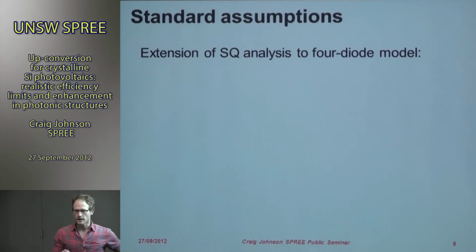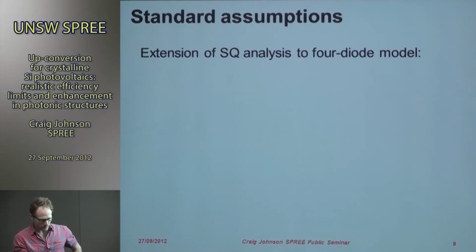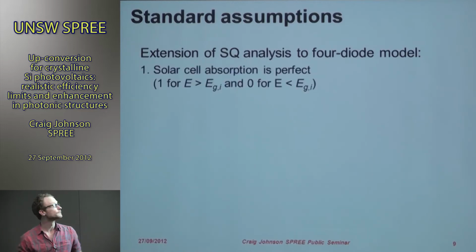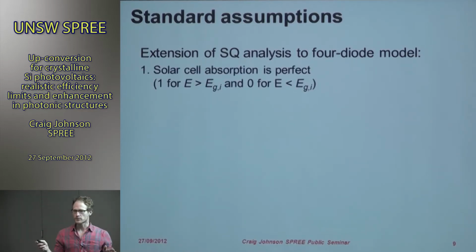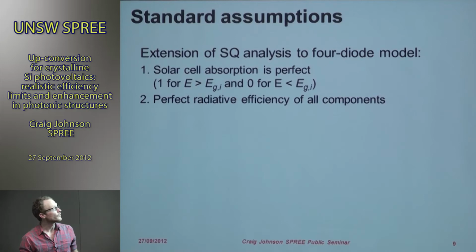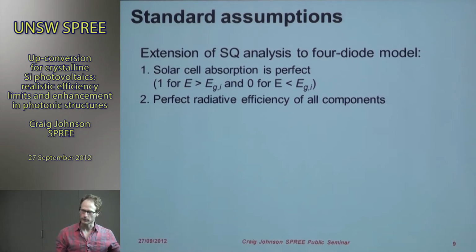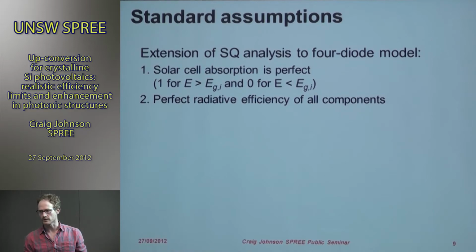So the standard assumptions of that analysis, the one that Torsten and Martin and Peter carried out, was, as I say, just an extension of the standard Shockley-Queisser analysis to a 4-diode model. One, the solar cell absorption is perfect in every case. For all the diodes, it's that step function 0, 1 absorption. Two, everything is perfectly radiatively efficient. You can add in non-radiative mechanisms if you like, but that's the assumption that was made to come up with those numbers, which is consistent with the notion of limiting efficiency.